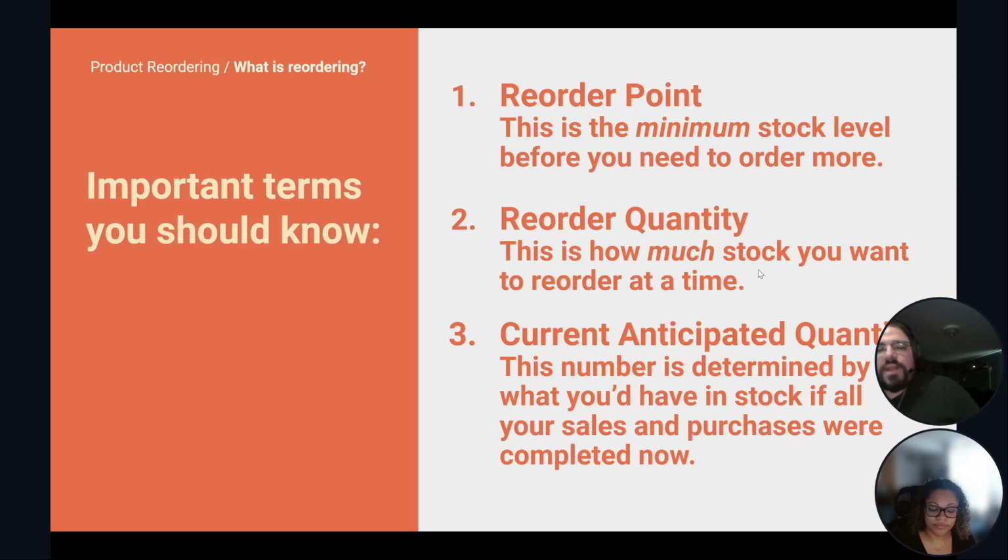And then the current anticipated quantity is determined by how much you'd have in stock if all your sales and purchases were completed right now. This isn't shown anywhere else in the program, but it's essentially taking your purchase orders as well as your quantity available and adding them together to figure out if the amount you're bringing in is more than your reorder point. And I see Iliano has already helpfully put in one of our Learning Center articles that explains a little bit more about this.